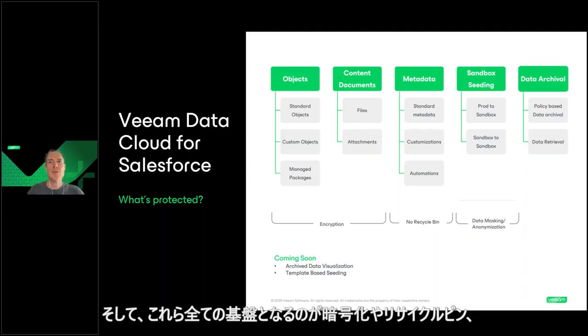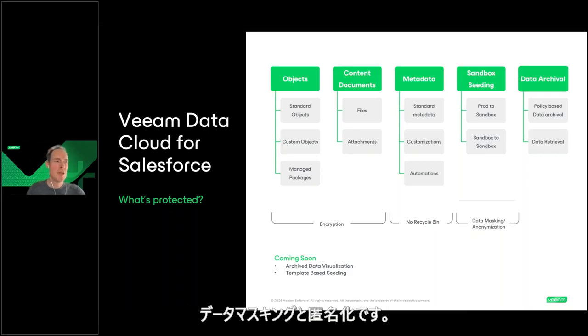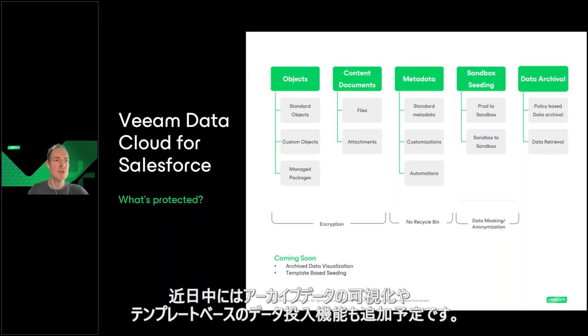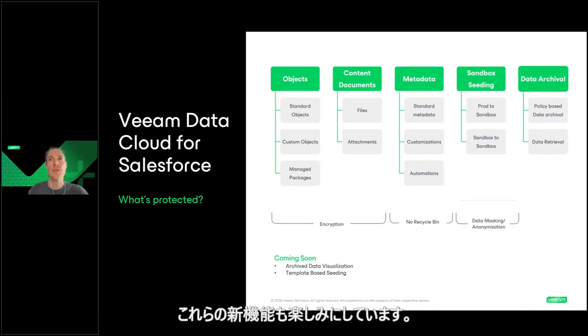And what underpins all this, of course, is encryption, no recycle bin, data masking, and anonymization. And coming soon, we're going to have archive data visualization and template-based seeding, which I'm really looking forward to seeing.